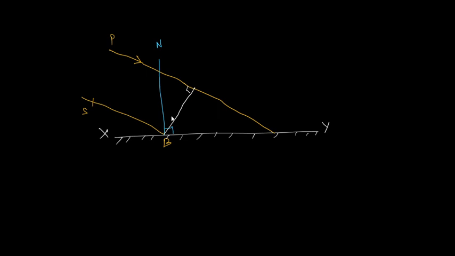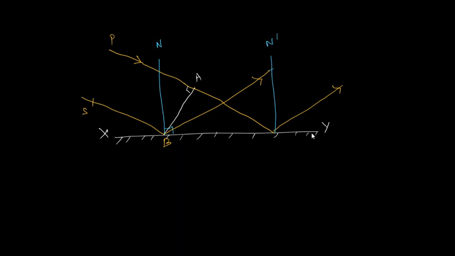Okay, so let me call AB the incident wavefront, and now it is going to reflect like this. In the same way, this also gets reflected. And let me draw normal N dash.